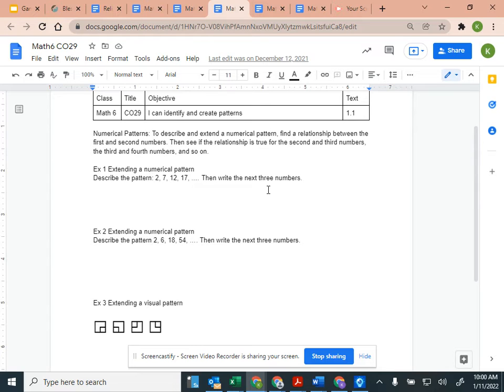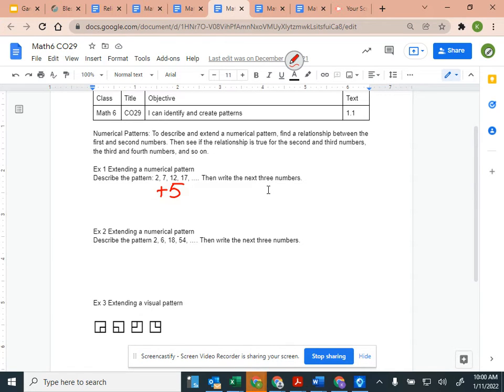So first thing you have to do is figure out what the pattern is, and then continue that pattern on. So 2, 7, 12, 17, what was our pattern? You go up. If I'm going up, is that going to be adding, subtracting, multiplying, or dividing? Addition. How much am I going up by, Maya? 5. So that's my rule. I'm going to add 5. So my pattern is adding 5 every time.